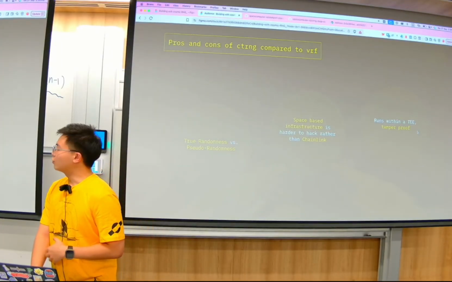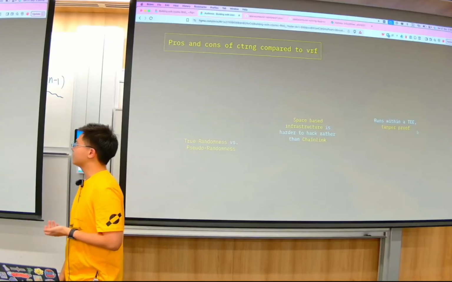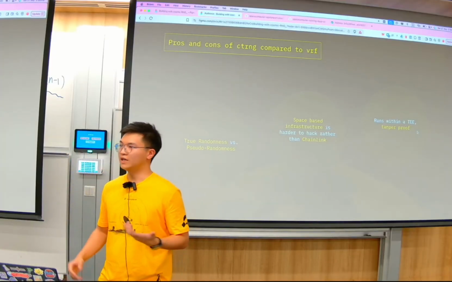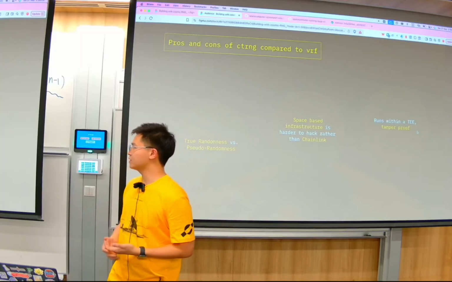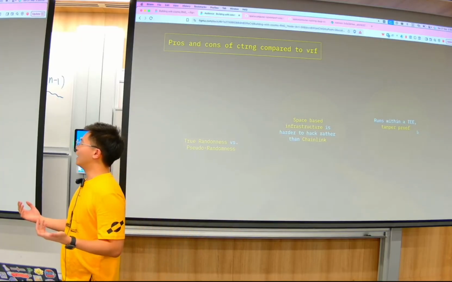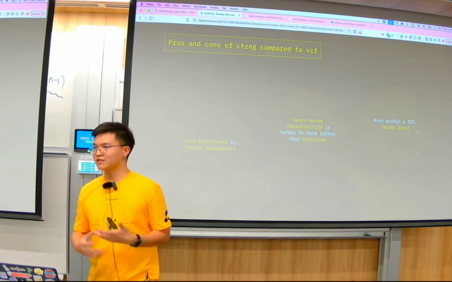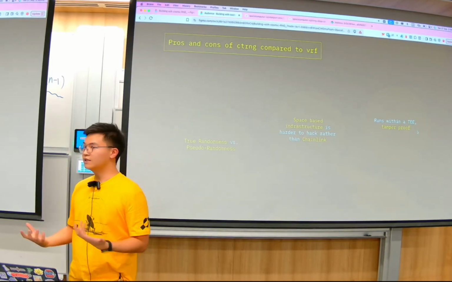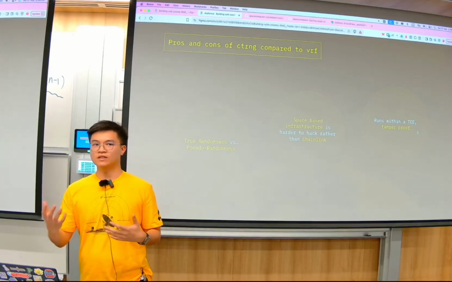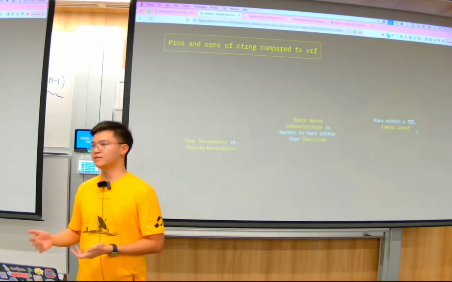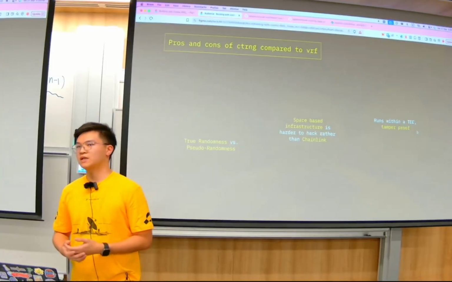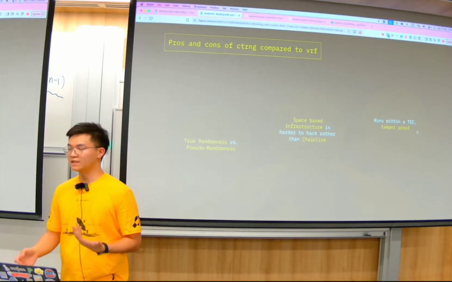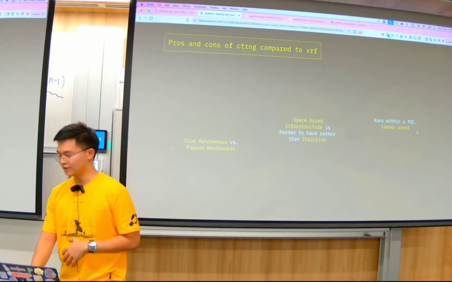And if you're wondering about the pros and cons of cTRNG compared to VRF, one thing is that we are, as I mentioned, true randomness compared to pseudo randomness. Space-based infrastructure, again, we have the physical isolation, and we're running everything in a TEE. So even if the host or the hypervisor is compromised or malicious, you can rest assured that everything running within the TEE is still secure.